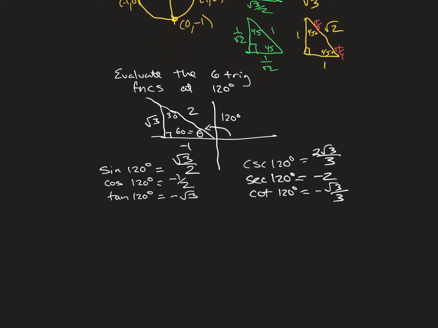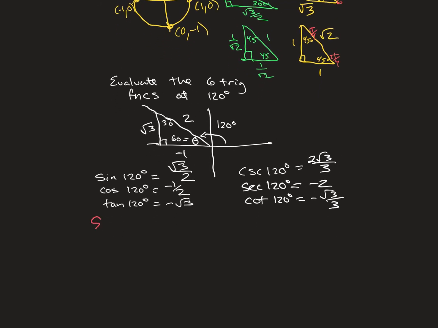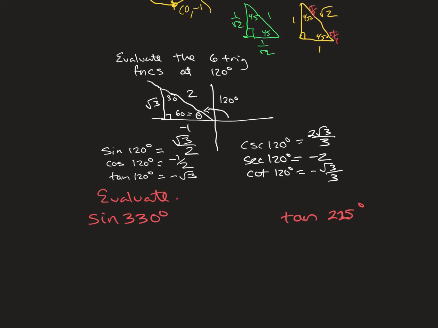Okay, so if I say evaluate sine of 330 degrees, and let's do tangent of 225. I don't know why I keep doing 215, 225. And then we're going to do some radians shortly, but okay, so sine of 330. One way we could think about this is what we just did before.